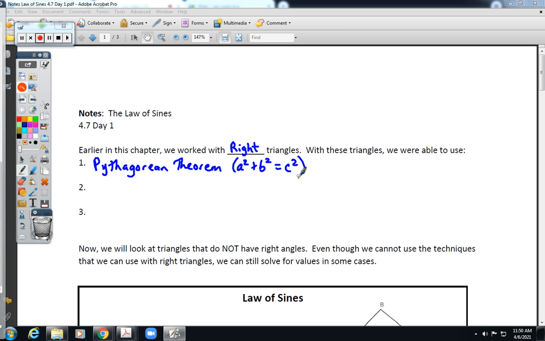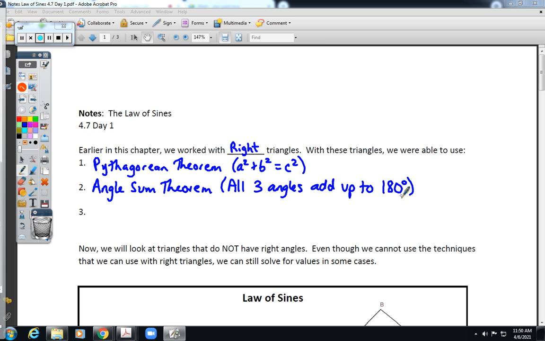We had the angle sum theorem, which in any triangle, the 3 angles add up to 180 degrees. That will still be true, even when we're dealing with non-right triangles. And then last and not least, we had everybody's favorite, basic right triangle trigonometry, SOHCAHTOA.